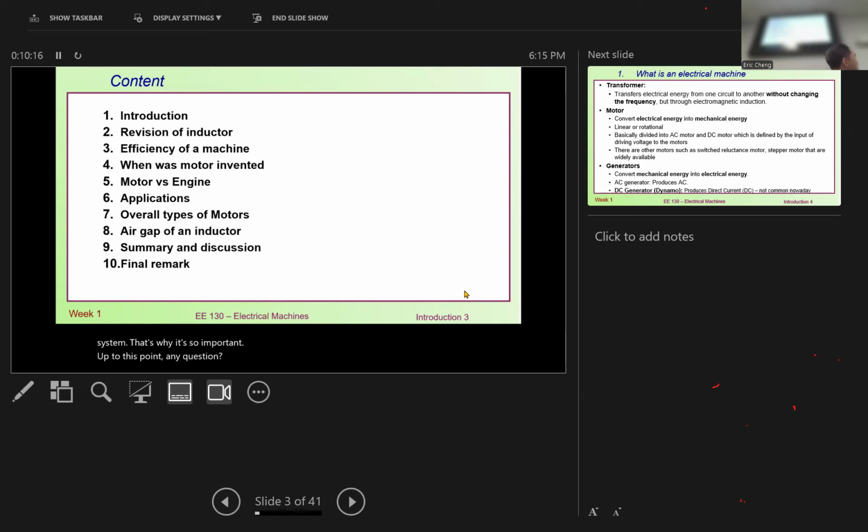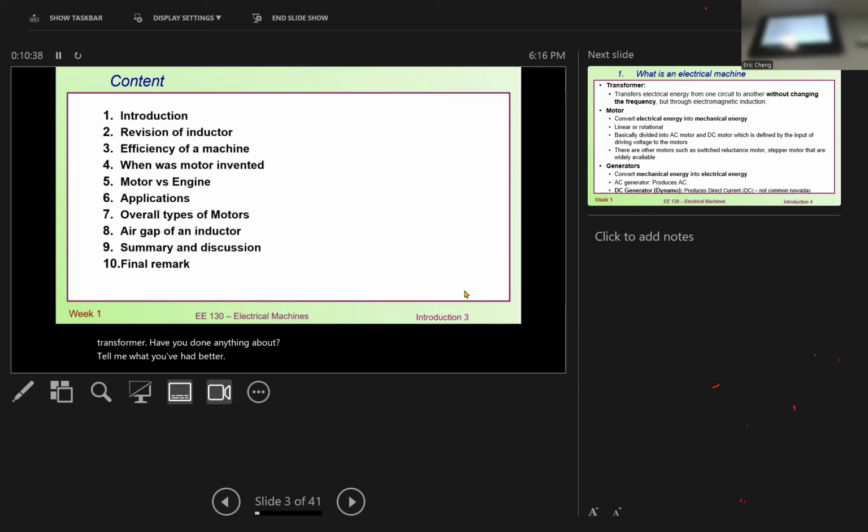So the content of this, today we try to cover a number of topics, including some introduction, and then we talk about inductor first. Inductor is a basic component for motor or for transformer. Have you learned anything about inductor in the circuit? Tell me what you have learned about inductor.